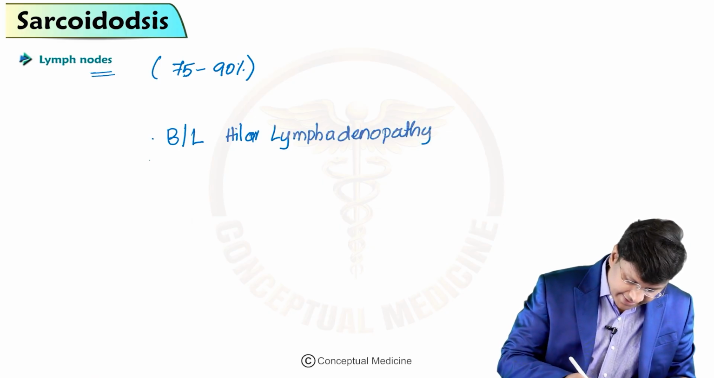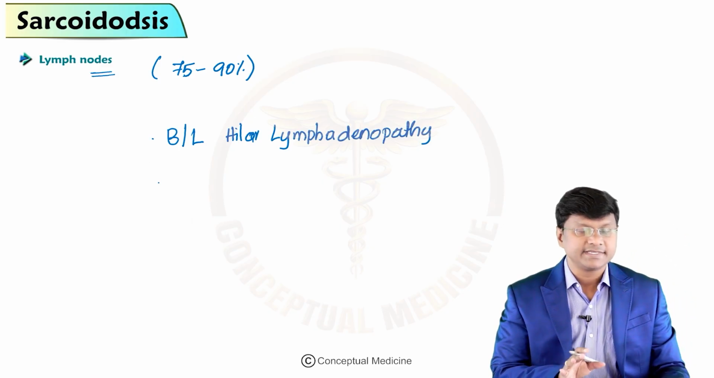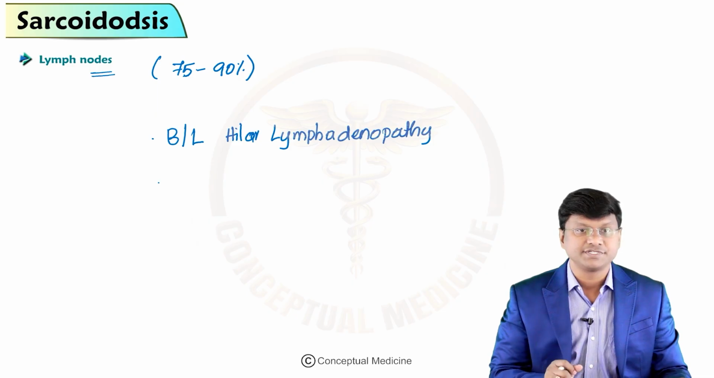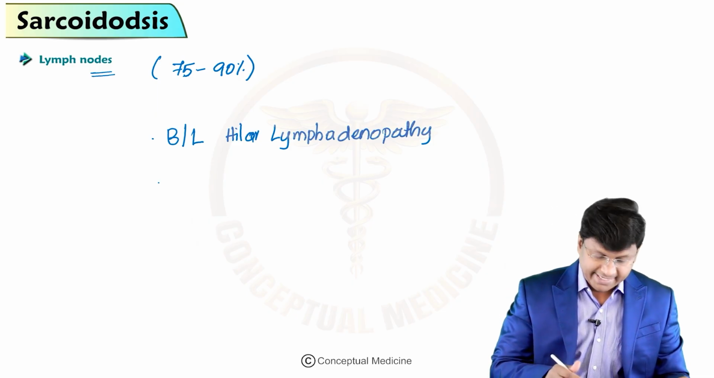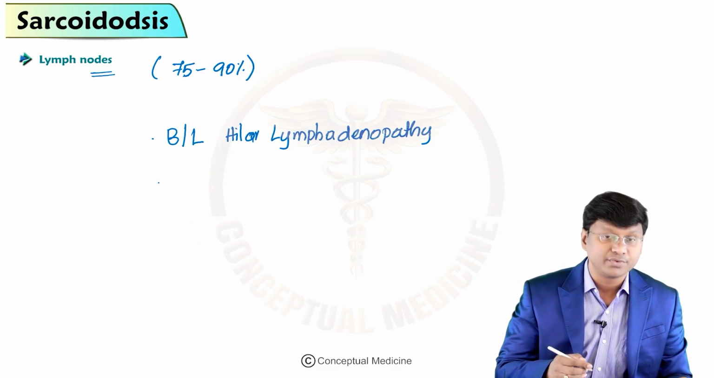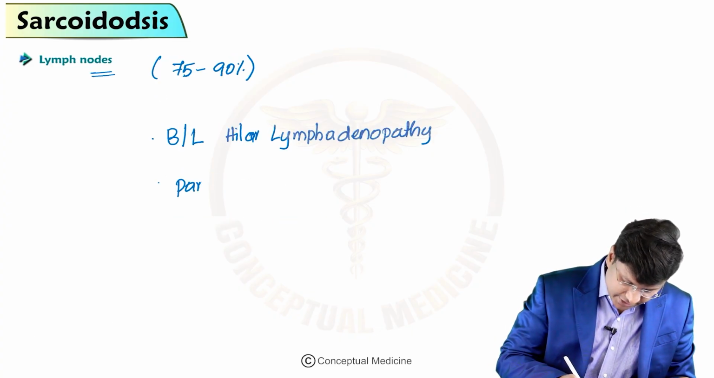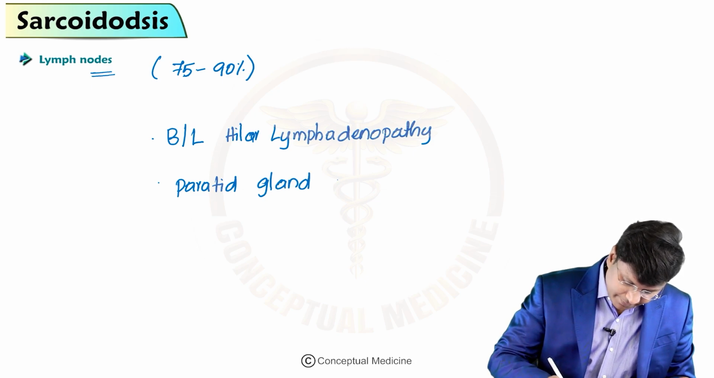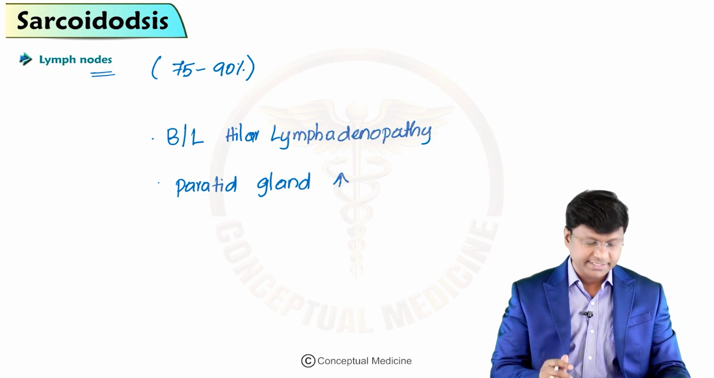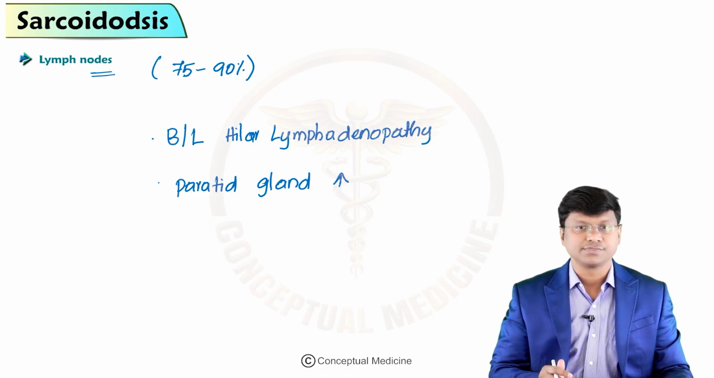Bilateral hilar lymphadenopathy is a characteristic feature, the hallmark, in patients with sarcoidosis. And not only that, there will also be parotid enlargement, due to accumulation of non-caseating granuloma. You will see parotid gland enlargement in patients with sarcoidosis.